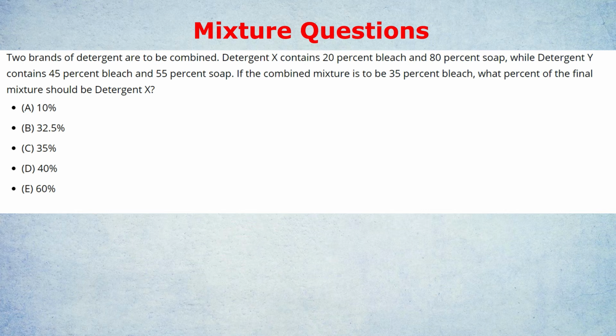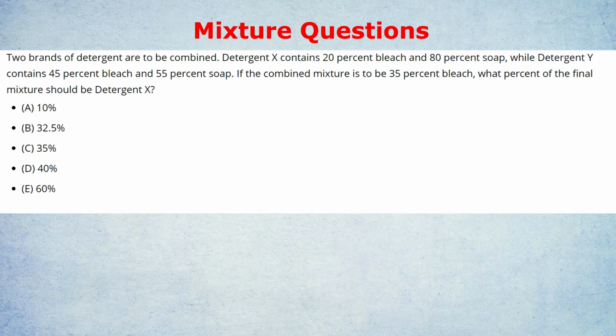I have lost count of the number of comments asking me to do a video on mixture questions, so here it is. And this is what a typical mixture question will look like. It says, 2 brands of detergent are to be combined, mixed. Detergent X contains 20% bleach and 80% soap, while detergent Y contains 45% bleach and 55% soap. If the combined mixture is to be 35% bleach, what percent of the final mixture should be detergent X?